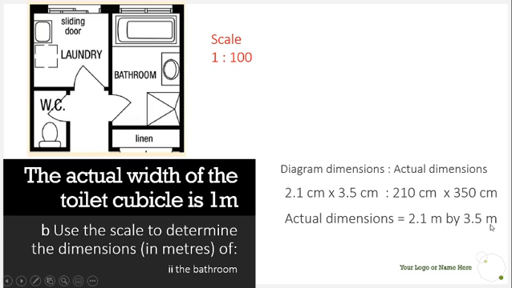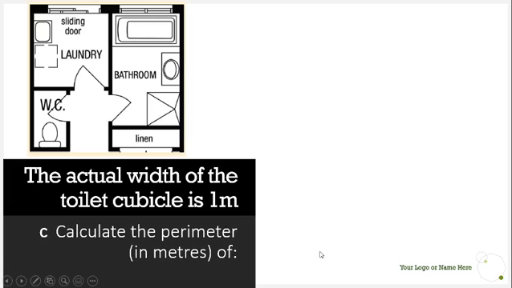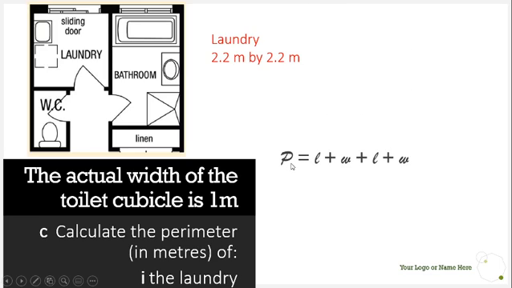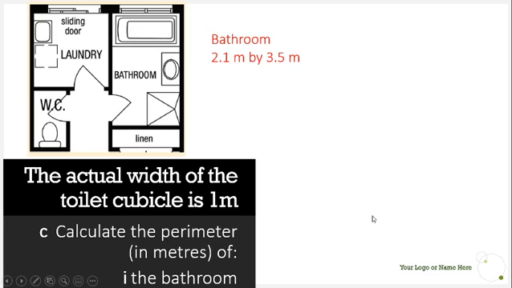That's our actual dimensions. Then the question says, calculate the perimeter. Now we have just worked out the laundry, that it was 2.2 by 2.2. So we would go 2.2, 2.2, 2.2, 2.2. So we put our formula in. Perimeter is equal to length plus width. We put it in 2.2 plus 2.2 plus 2.2 plus 2.2, and we get 8.8 meters. Beautiful. Okay. Then we go to what is the perimeter of the bathroom.